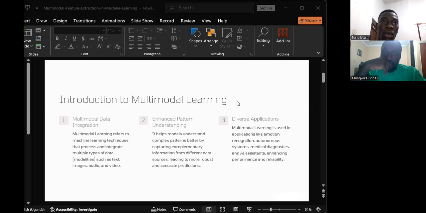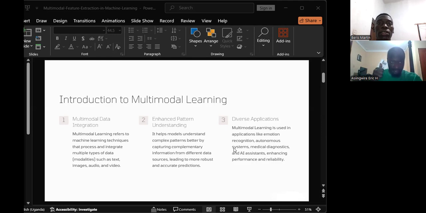In multimodal learning, we are integrating multiple data types, or models that process and interpret different data types. We can call them modalities. Here we're trying to enhance the pattern understanding of the machine learning model. We can apply this in many sectors, such as emotion recognition, autonomous systems, AI assistants, and medical diagnosis.